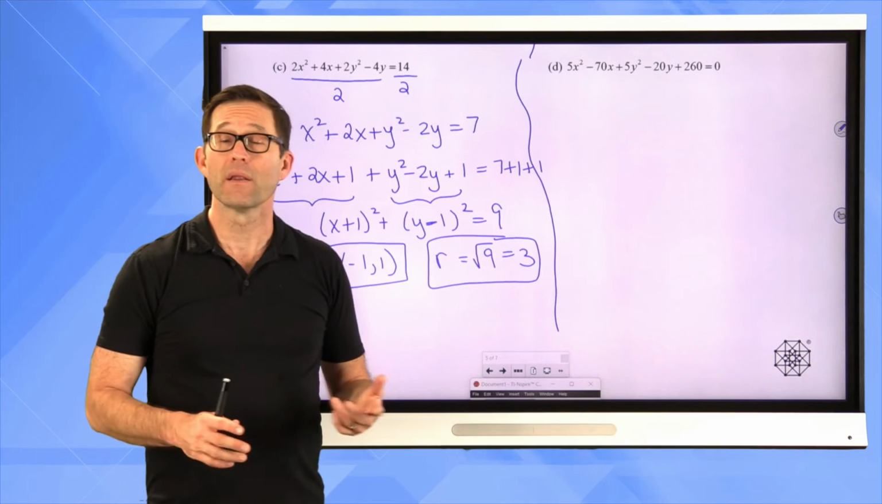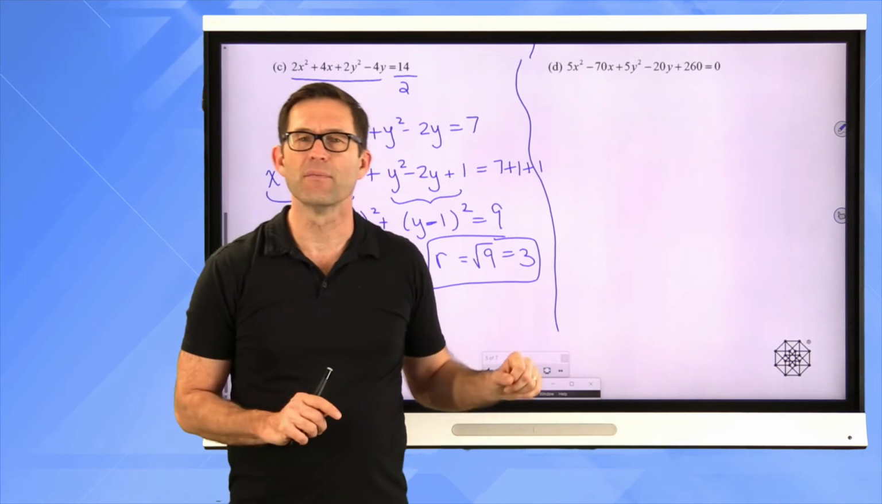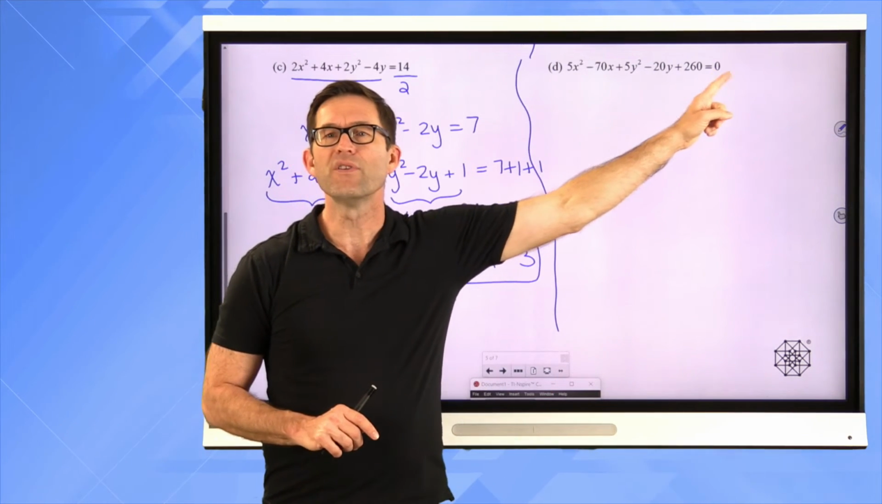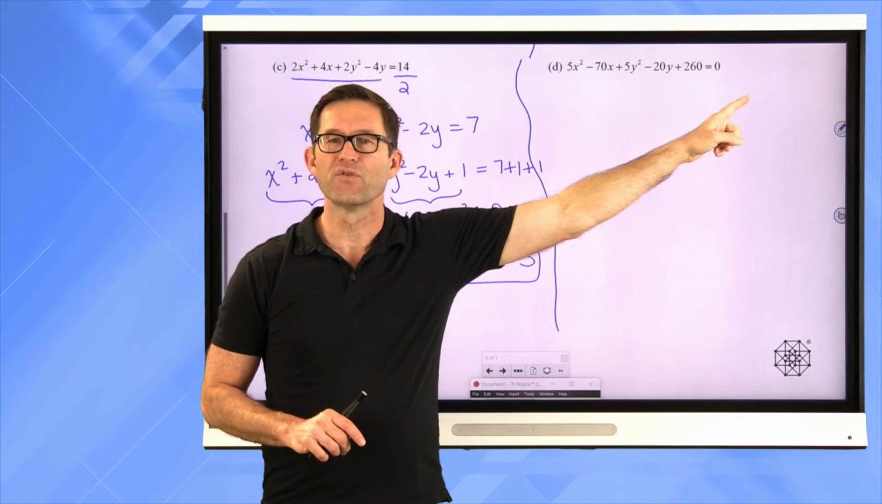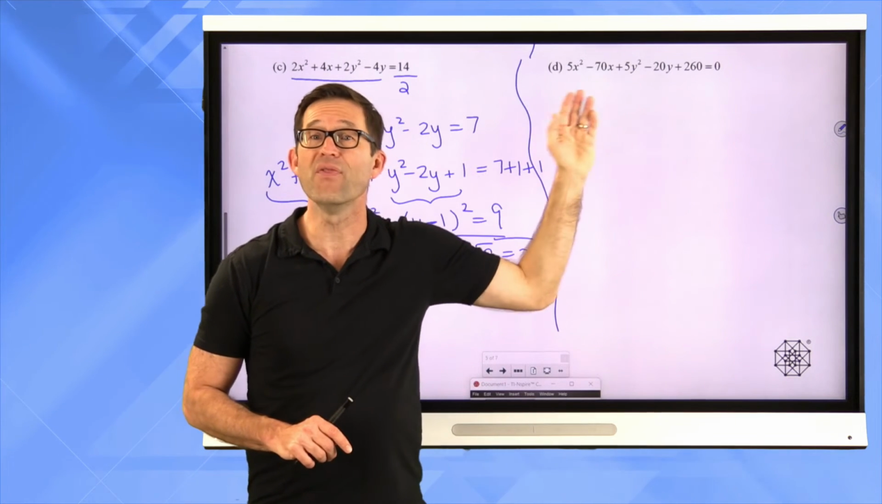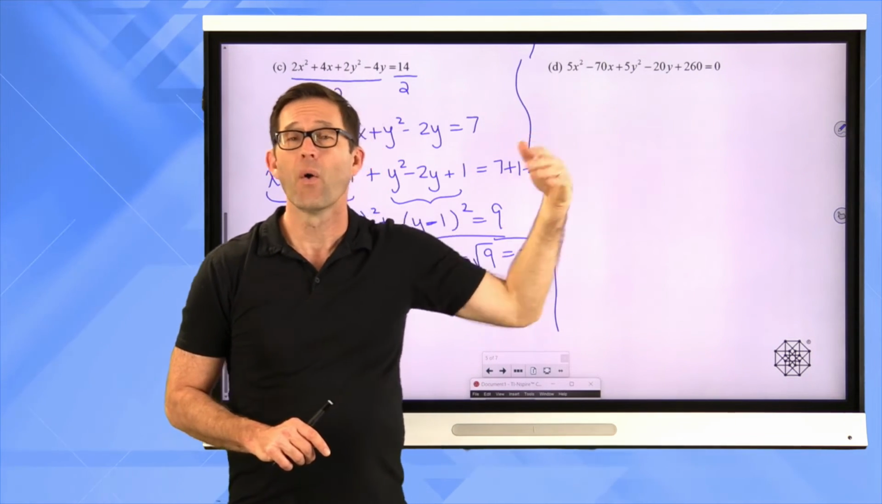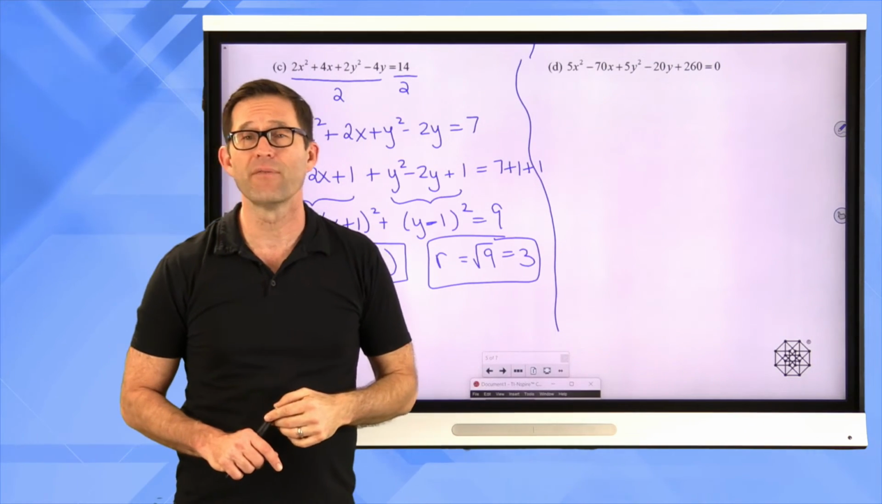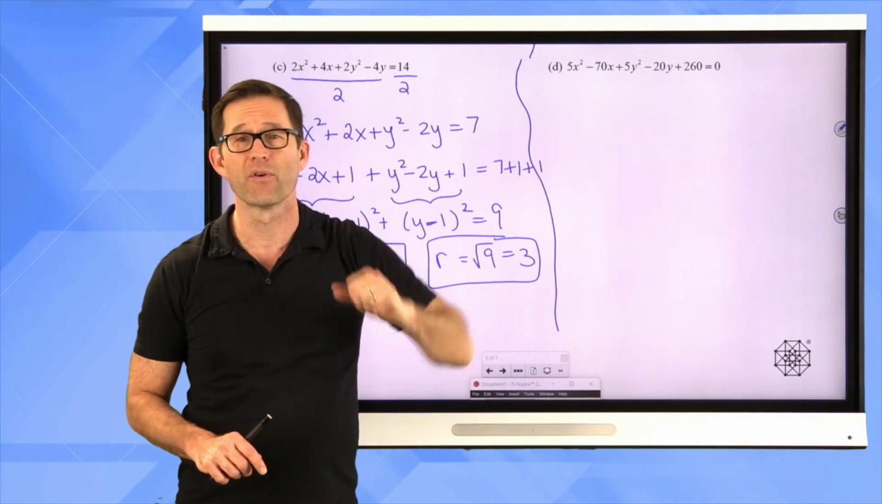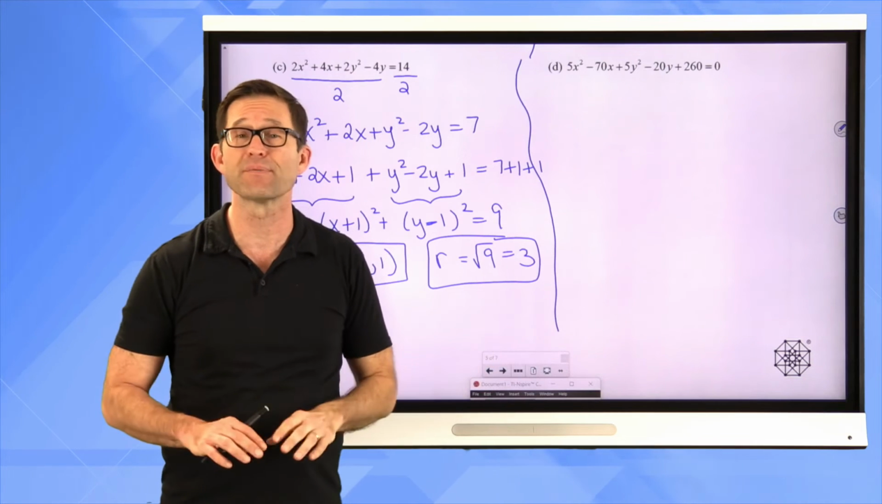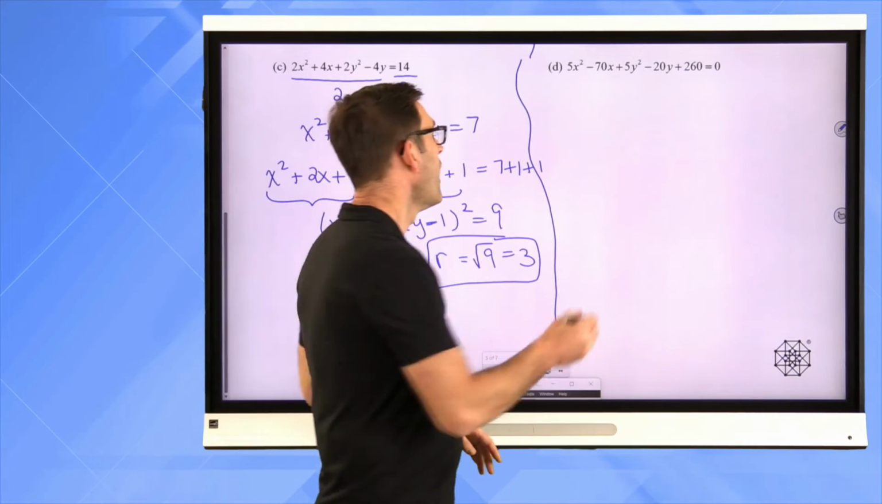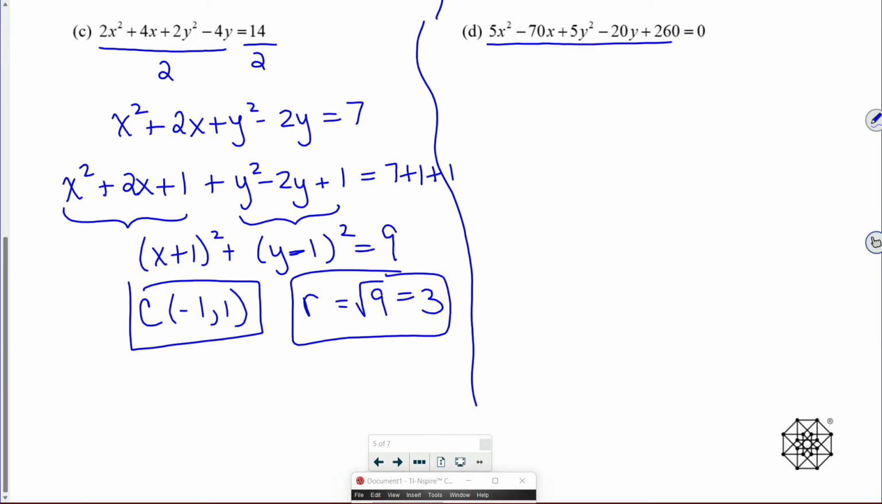All right, well, on letter D, you have kind of a choice that you have to make right up front. Do you move the 260 to the other side to make it negative 260 and then divide everything by 5? Or do you divide everything by 5 up front and then move the number over to the other side? And the answer is it absolutely doesn't make any difference. I'm betting that the majority of people chose to divide both sides of the equation by 5.